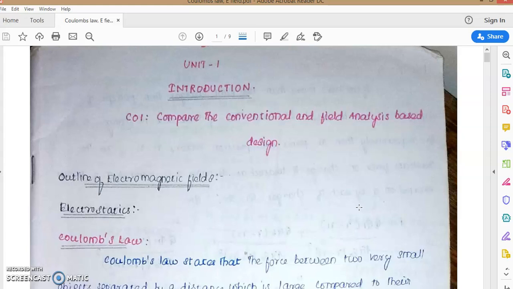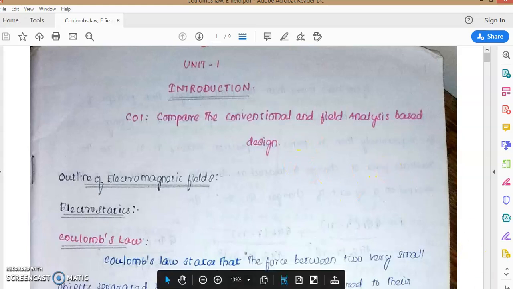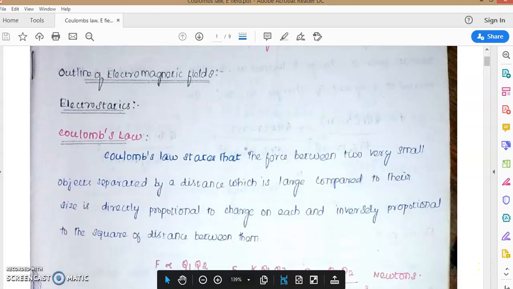Generally, electromagnetic field theory comprises two things. The first one is electrostatics and the second one is magnetostatics. The combination of both electrostatics and magnetostatics constitutes electromagnetic field theory. Under this, first we are going to see about electrostatics. Let us see one by one.